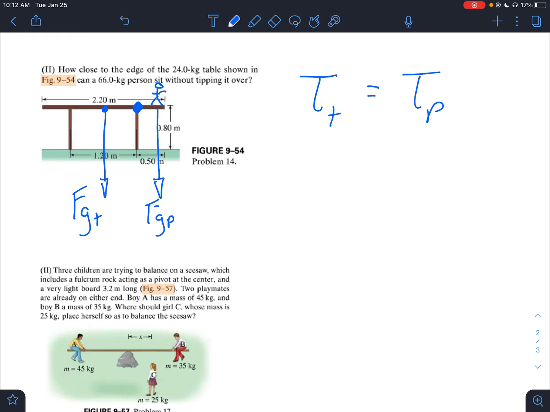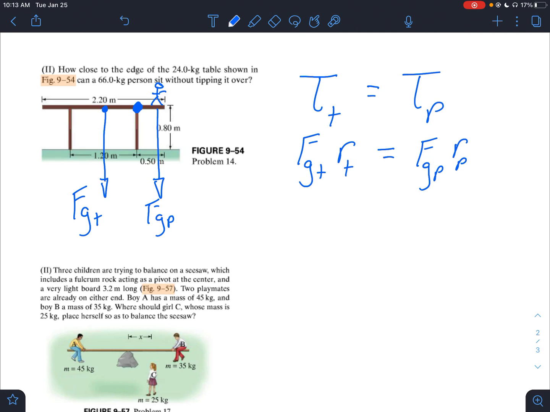I already identified the forces, but I do want to include them in my calculation. So essentially torque is equal to F R, in this case F_G, and I put T for table, and R_T for table, meaning the center of gravity of that table. And then we have the weight of the person, and we're solving for where we need to go. Where can this person sit? So the radius of the person.